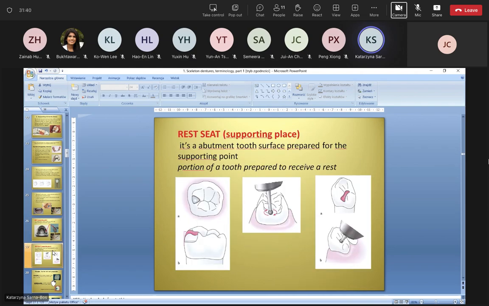And rest seat, supporting place, is an abutment tooth surface prepared for the supporting point. So this is the portion of a tooth prepared to receive a rest. And as you see here, it can be made artificially if there is no proper space for the rest. It can be made artificially using the burr and the handpiece. So we should make a place to receive a rest.